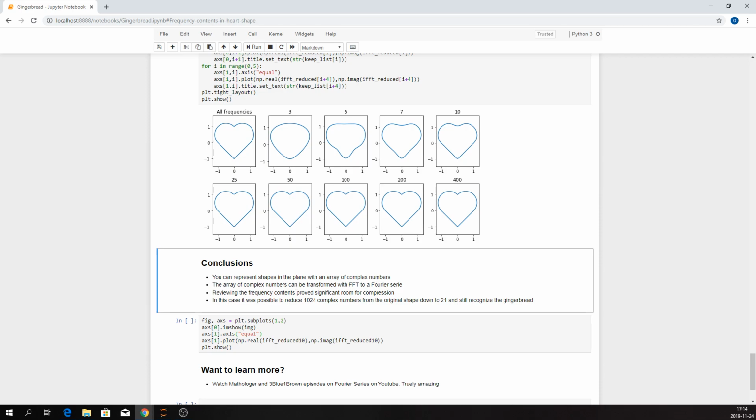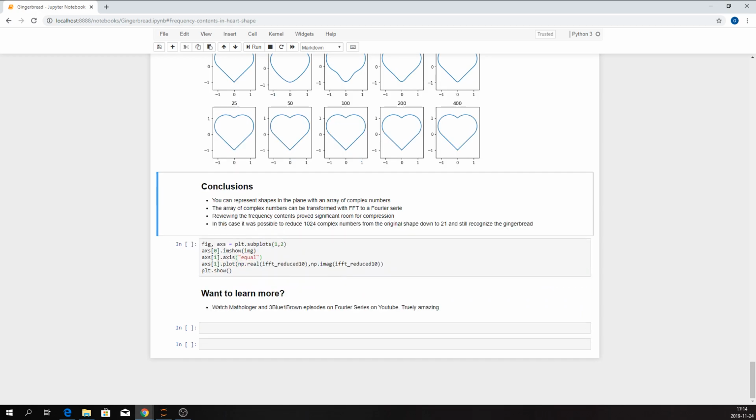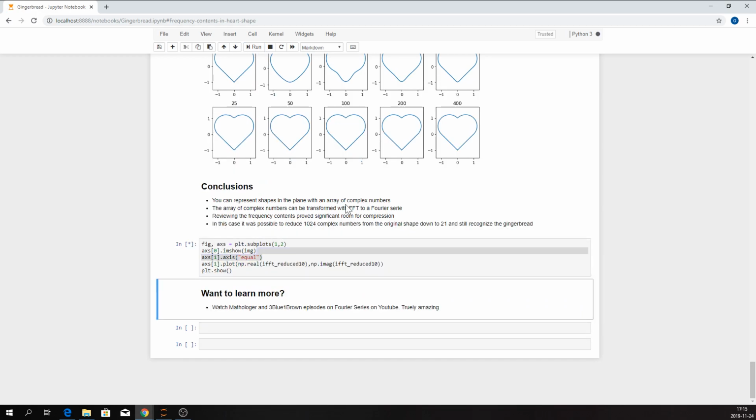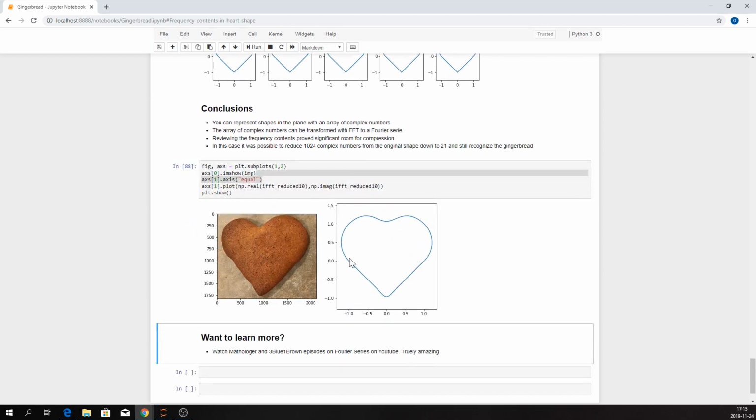So what we learned here, you can represent shapes in the plane with an array of complex numbers. The array of complex numbers can be transformed with FFT. In our case, the Fourier series showed significant room for compression, and I think it was possible to reduce the original 1024 complex numbers down to 21 different amplitudes for different frequencies. And we could still recognize the gingerbread. Let's compare again. Here's the original gingerbread, and here you can see the shape of the gingerbread with reduced frequency contents.